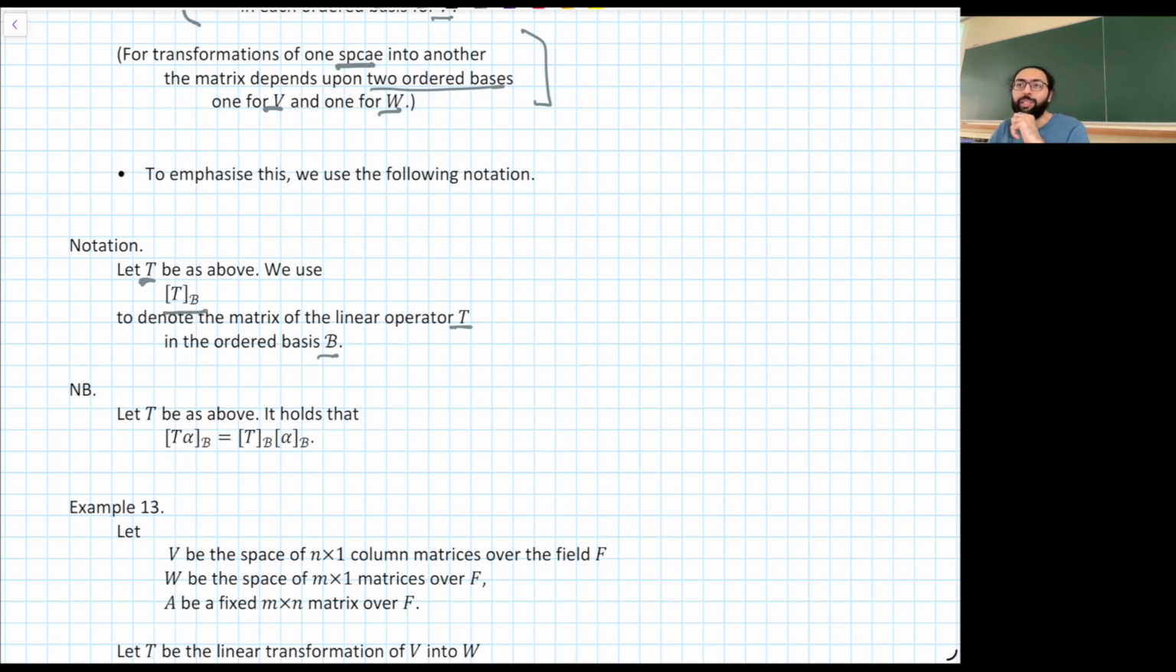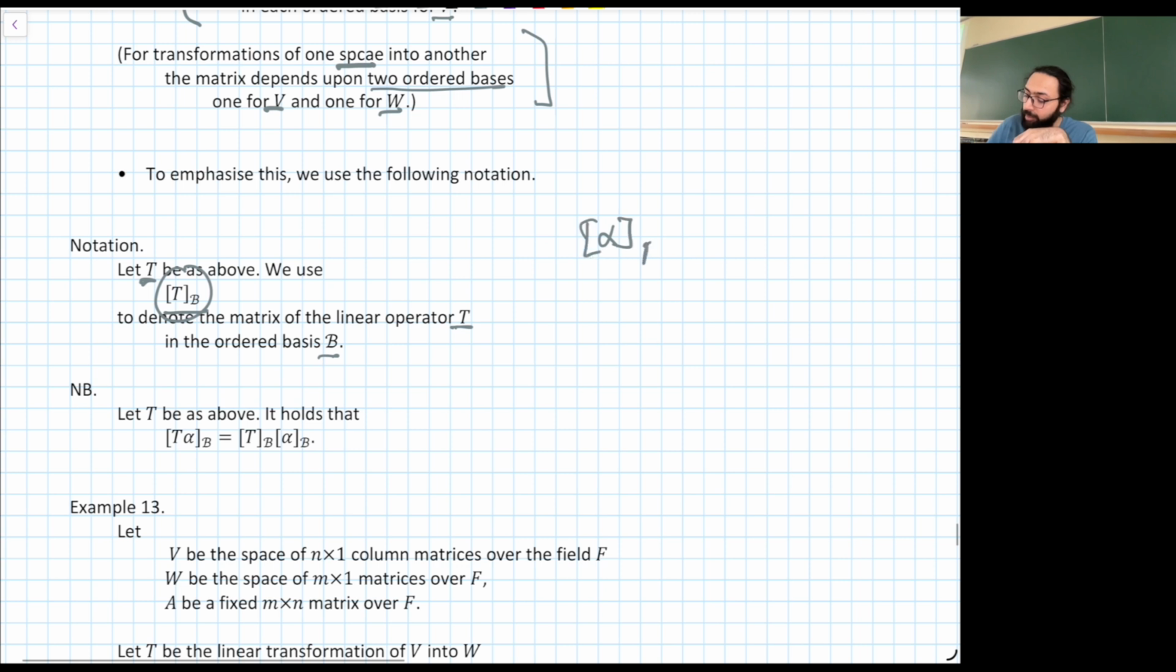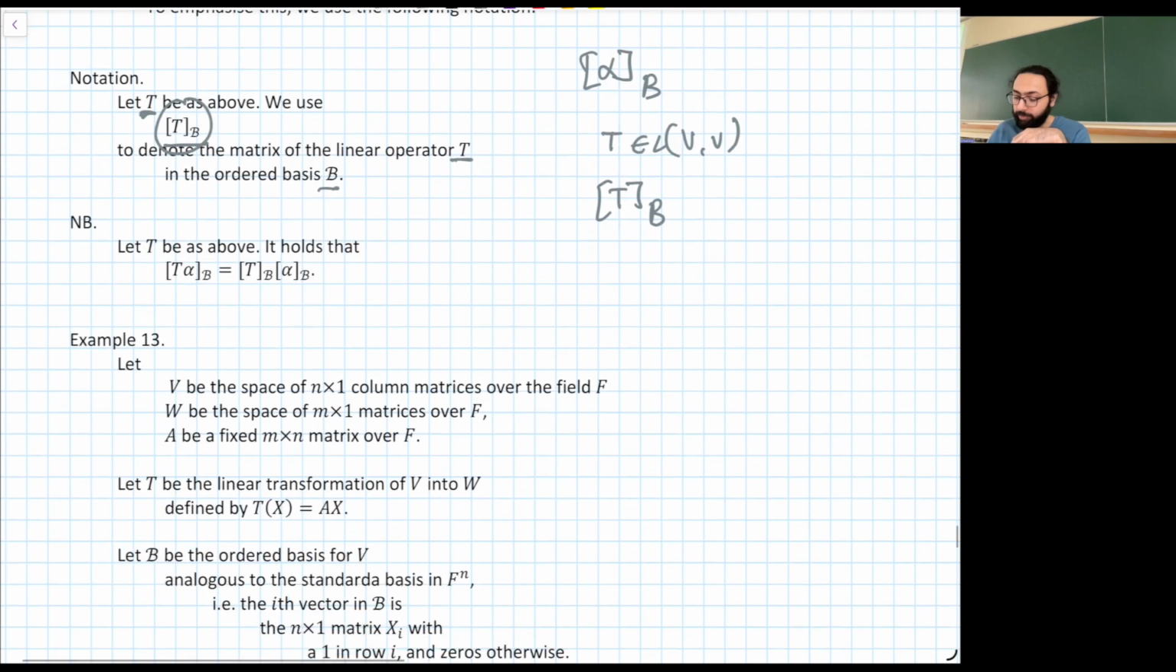This part is a little bit boring. It's just like repeating the same thing in many different ways. The important thing is that just as we have alpha in the basis B, now if we have T, which is a linear operator from V to V, then we can talk about the representation of T relative to B. That's all it is.